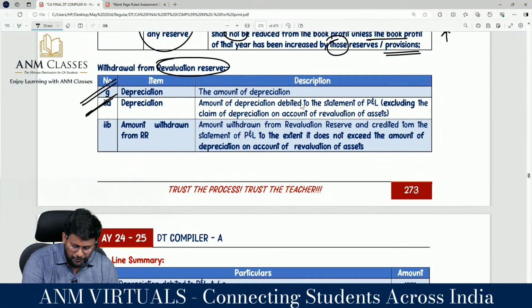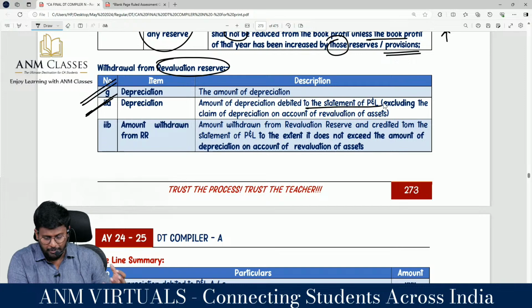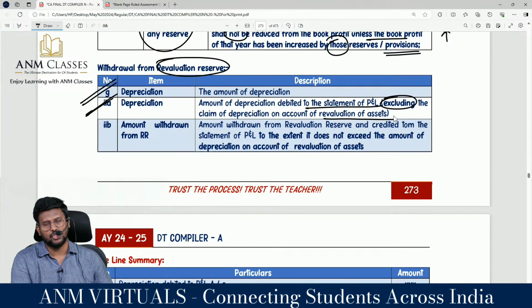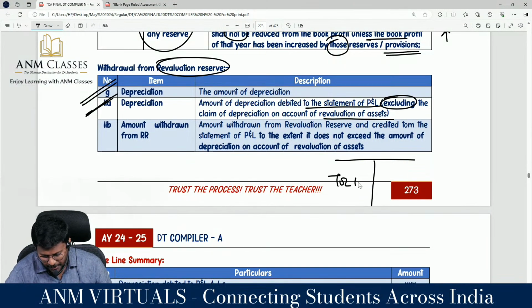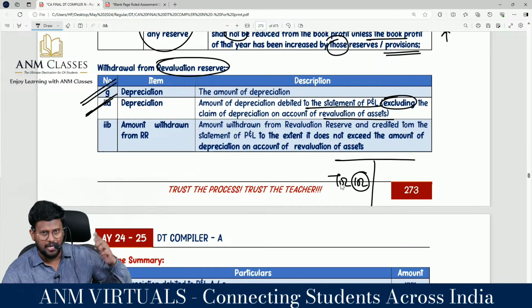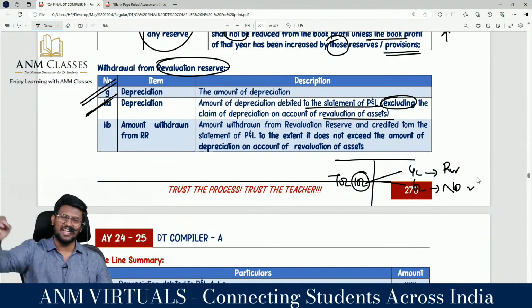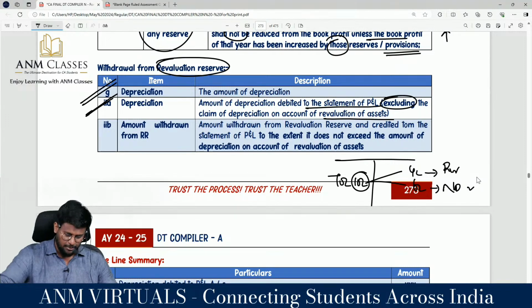Whereas the amount of depreciation debited to the statement of P&L, excluding the depreciation on account of revaluation, should be reduced. For example, in my P&L, a total of 10 lakh rupees depreciation I have debited; this 10 lakh should be added back. If this 10 lakhs includes 4 lakh rupees depreciation on account of revaluation and 6 lakh is normal depreciation, only 6 lakhs can be reduced.